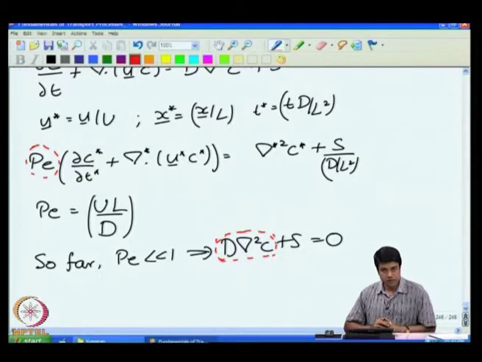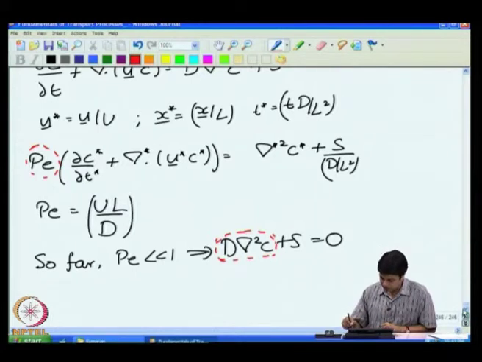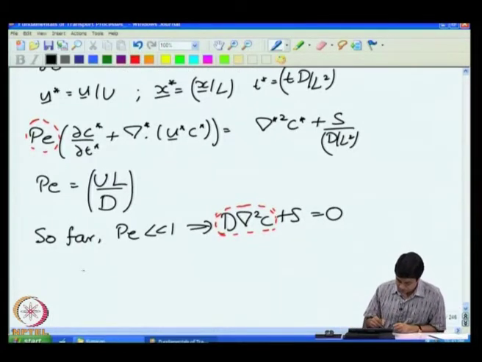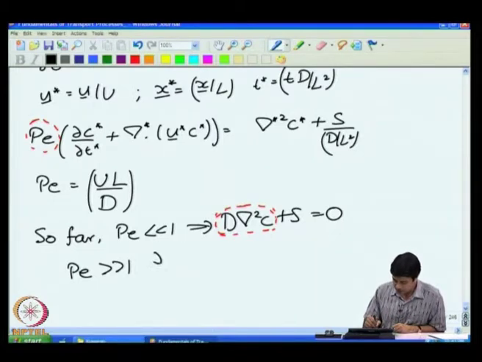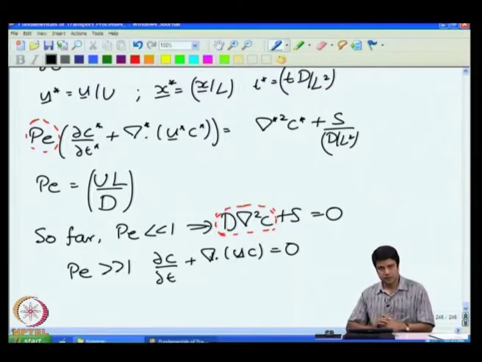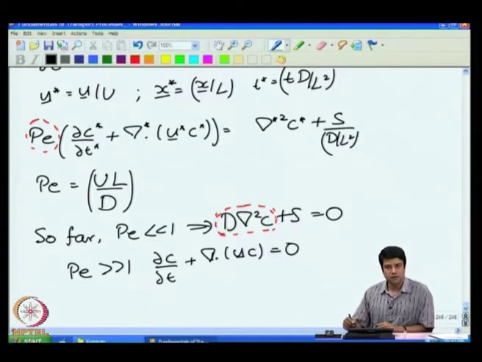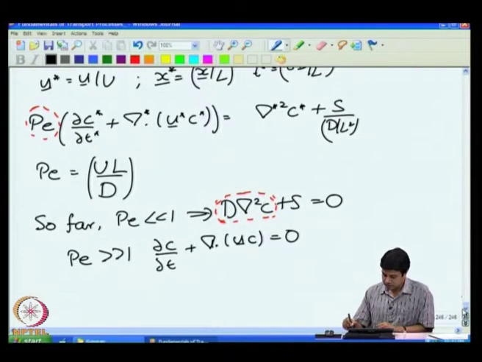Here we are going to start looking at the opposite limit, where the Peclet number is large compared to 1. Simplistically, you would think that we can just go ahead and solve it by using the equation dc by dt plus divergence of u c is equal to 0. However, that is not so, and I will try to explain to you why that is not so by considering first the simplest case, which is the flow past a flat plate.